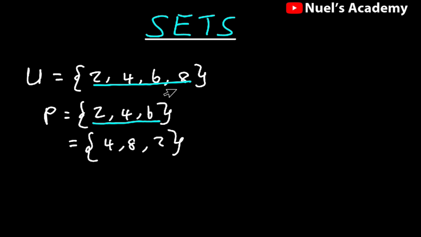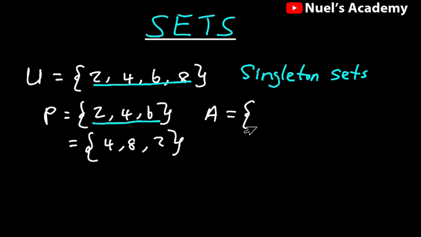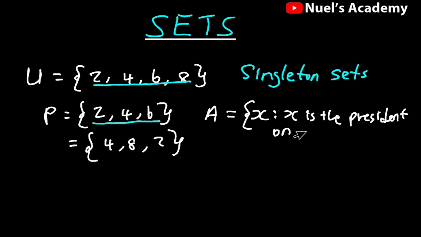Now, another property we're going to be looking at is the singleton set. Now, these are single element sets. So these are sets that have single elements. Now, for example, assume you have that A is equal to, then the elements of this A is made up of X, such that X is the president of America.